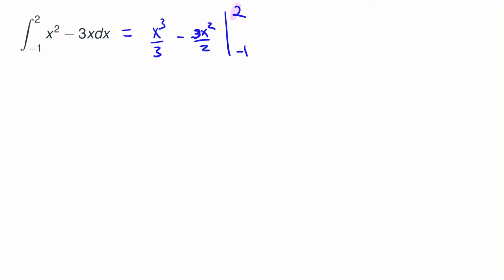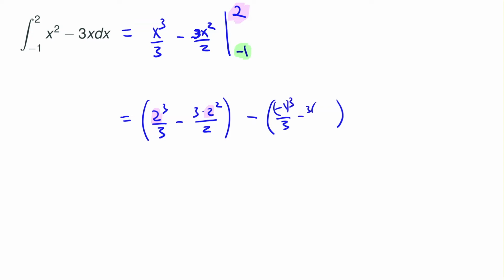So let's evaluate at positive 2, and then evaluate at -1 and subtract from each other. Right? So first plug in positive 2, minus 3 times 2 squared over 2 again. So this first, and then we subtract. We're plugging 2 and 2 here, and we subtract after we plug in -1. So we're plugging -1 here and here.